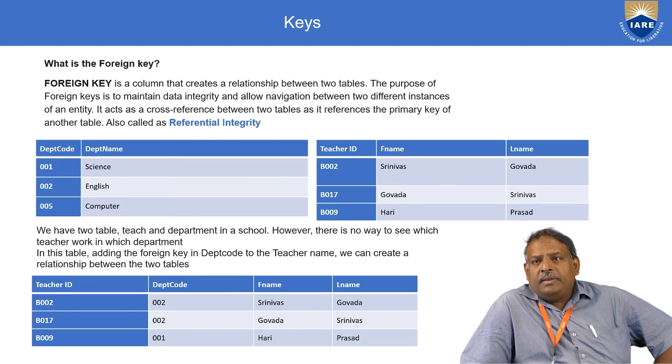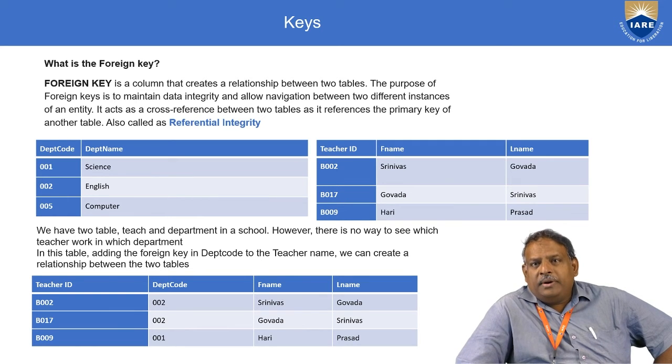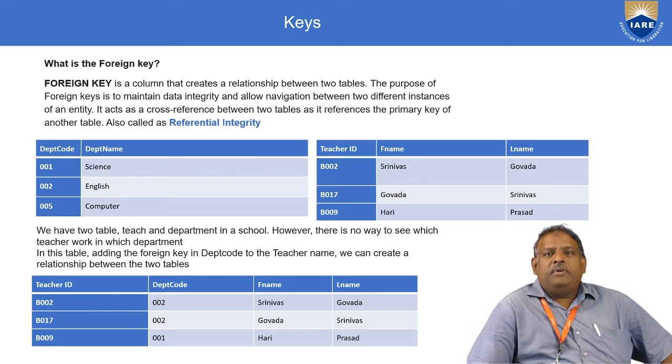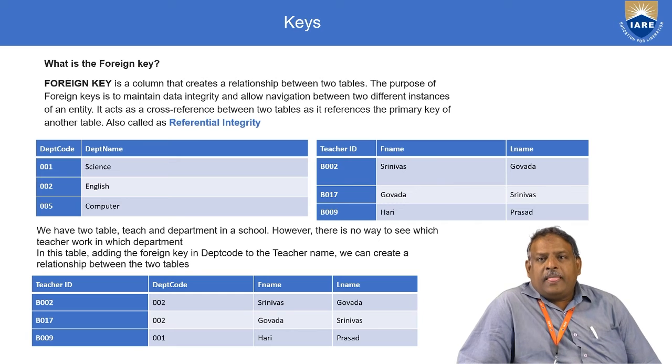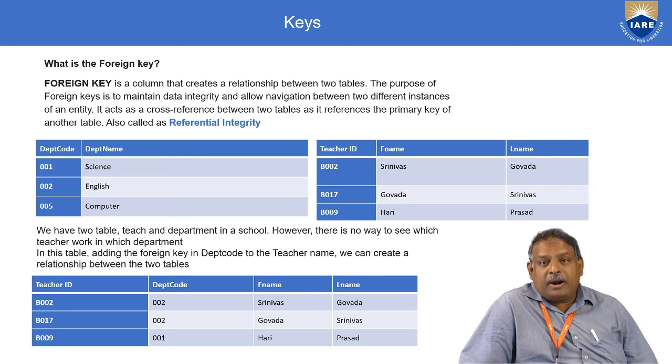Now here we cannot join these two tables because there is no common column which can join these two tables. We have two tables, the teacher and department. However, there is no way to see which teacher works in which department because there is no matching. So we don't know where Srinivas is working, or where Hariprasad is working, or who is teaching science or who is teaching English. We don't have any relation between these two tables.